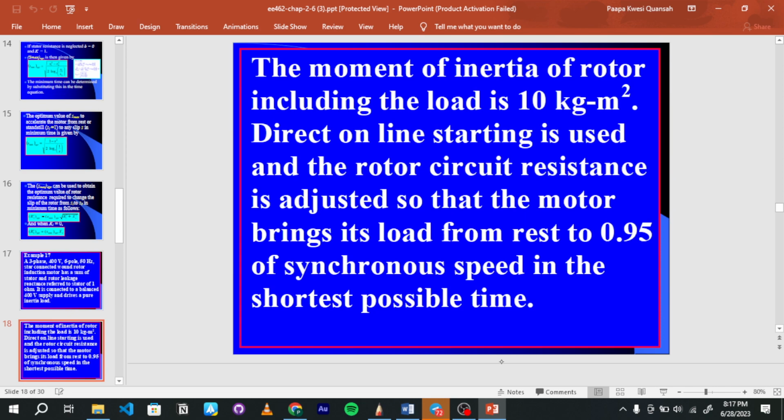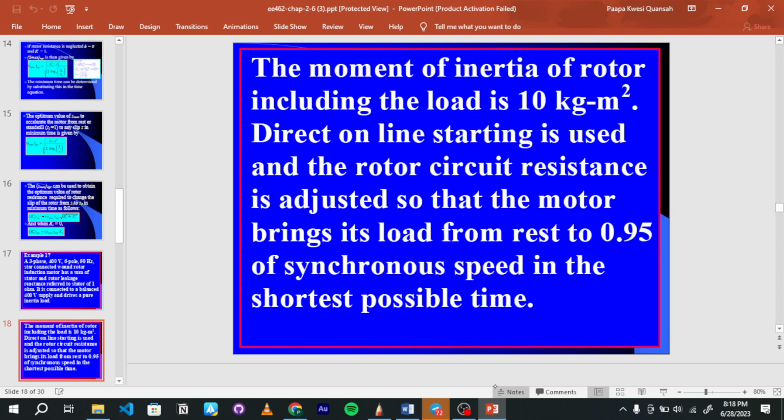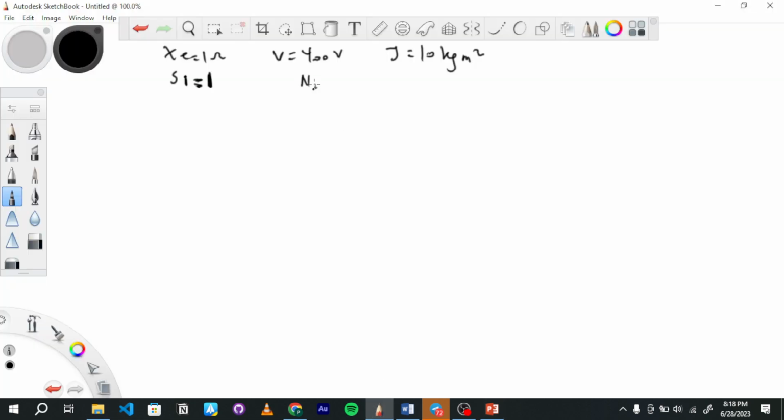Direct online starting is used, and the rotor circuit resistance is adjusted so that the motor brings its load from rest to 0.95 of synchronous speed. So they say the motor is from rest. Rest means the initial slip, S1, is 1. If something is at rest or it has stopped, the slip is 1, right? To what? 0.95 of synchronous speed. So the new speed, let me call it, say, N2, is what?